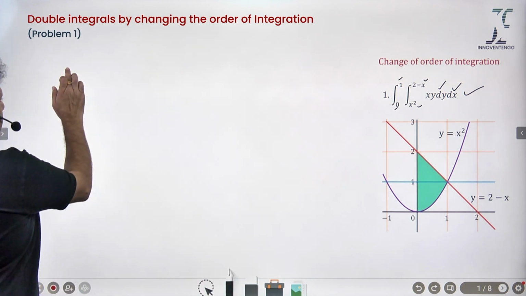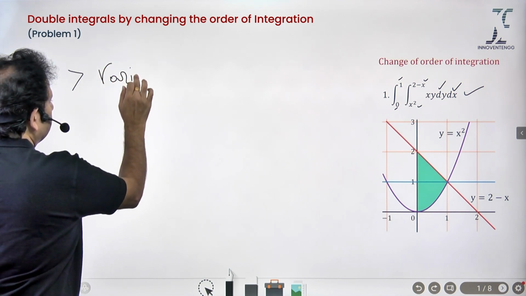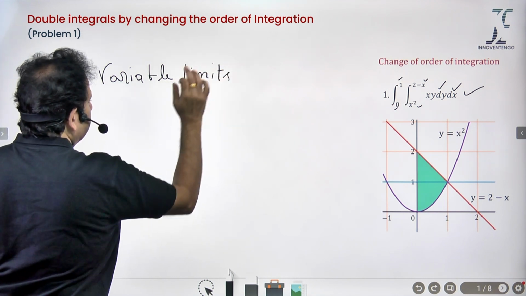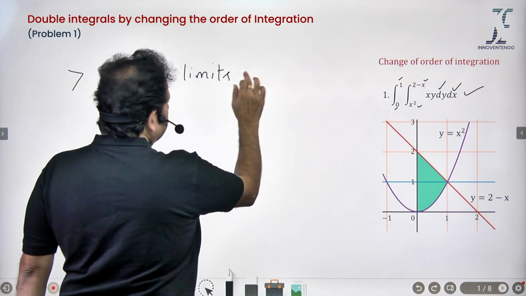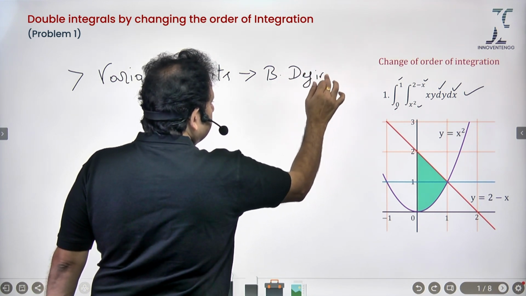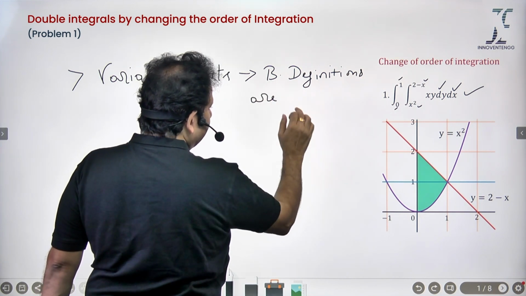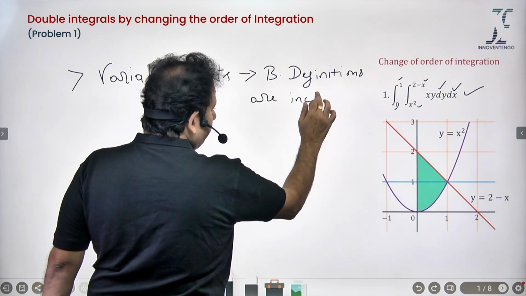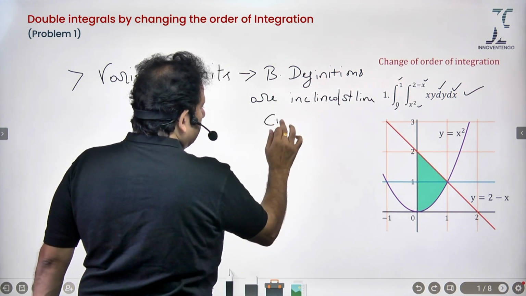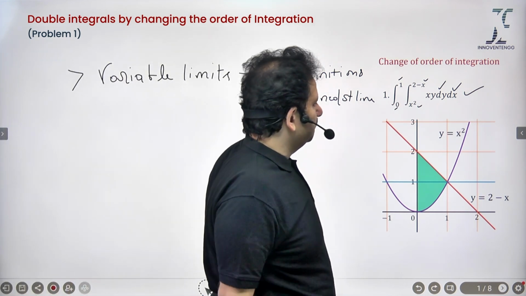So observation 1 is very clear: if you have variable limits for the inner integral, that is the first integral, then this actually means that boundary definitions are either an inclined straight line or a curve. Inclined straight line, or it can be a curve, right? So this is very, very important for you to observe.